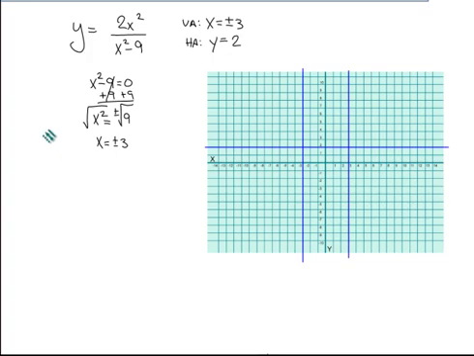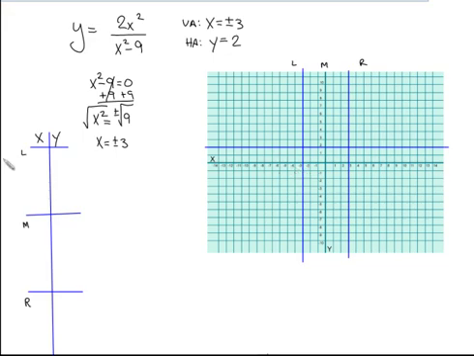Now notice on this one that we have two vertical asymptotes, which has cut our graph into 1, 2, 3 pieces. We have a left, a middle, and a right. So I'm going to break my t-chart into a left, a middle, and a right. On the left side, I'm going to plug in the first three numbers to the left, which would be negative 4, negative 5, negative 6. In the middle, I'm going to plug in negative 1, 0, and 1. On the right side, I'm going to plug in 4, 5, and 6.